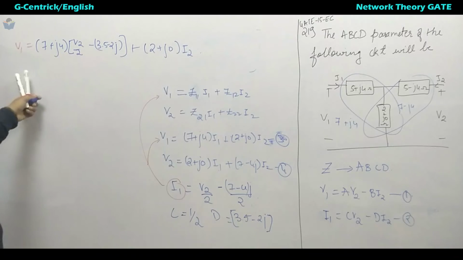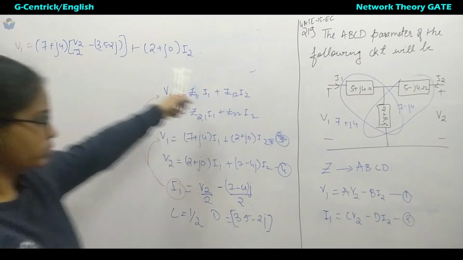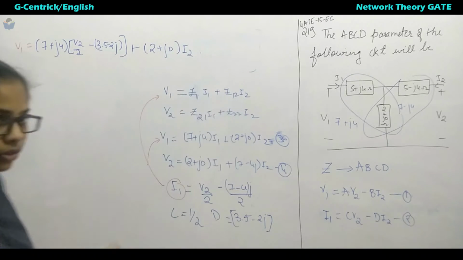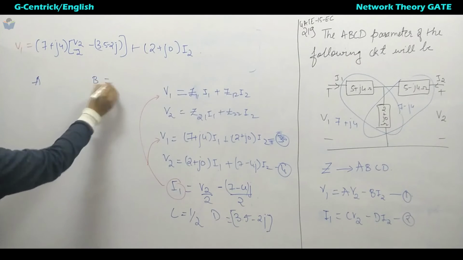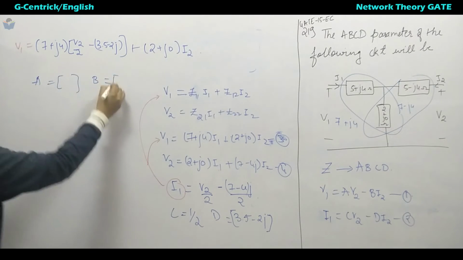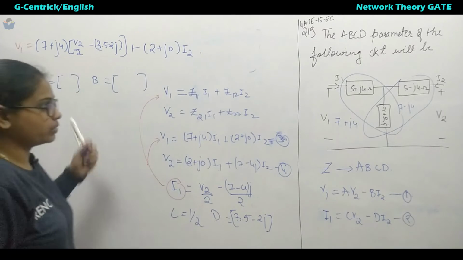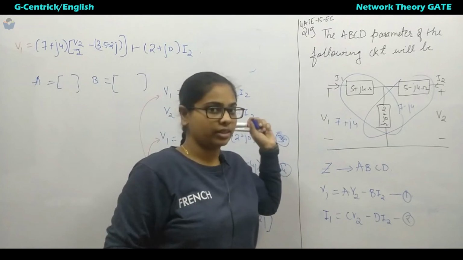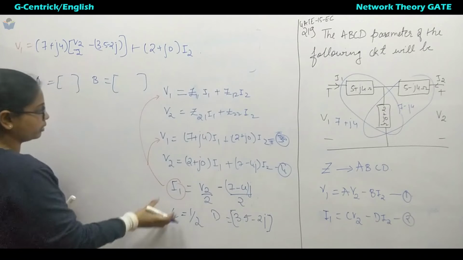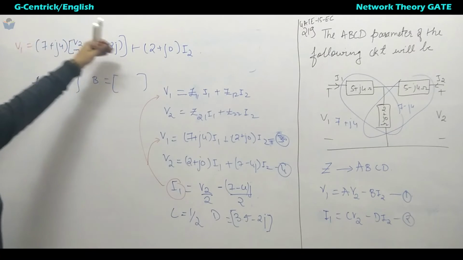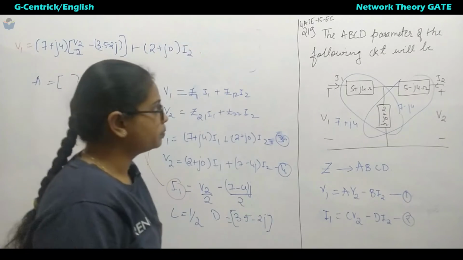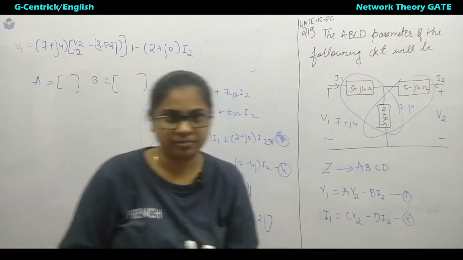Now we have V1, V2 and I2. When you rearrange this one, you will get the A parameter and B parameter. This is homework for you. Please find out what relation you will get. You have to rearrange this, solve it, multiply it, and you will get it in terms of V2 and I2. So we will move on to our next question.